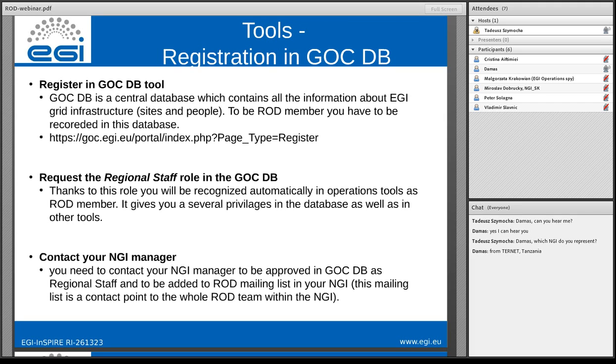The next step would be asking for the regional staff role, because with this role you will be recognized automatically in the operational tools as a ROD member, and it gives you several privileges in the database as well as in the other tools. So you will have specialized views for you. The third point is to contact your NGI manager to add you to the mailing list of the ROD team. It depends how it's organized in your NGI. Usually the first ROD member is put there by the NGI manager.